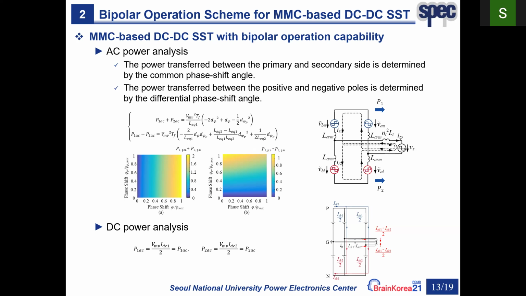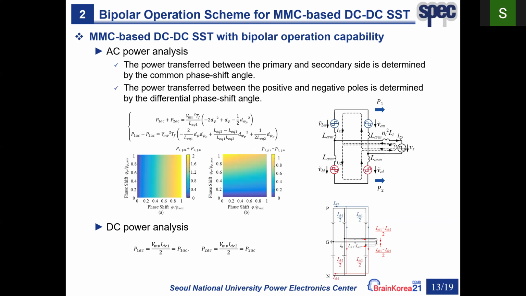As seen in the figure, they almost have a linear relationship. The same conclusion can be drawn for the power transfer between the positive and negative pole, which is determined by the differential phase shift angle, which is the phase shift angle of the AC voltage of the upper and lower arms.